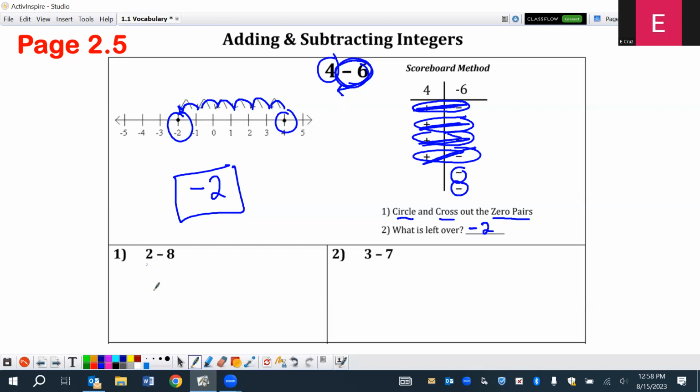Number 1, I have 2 minus 8. So I'm going to draw my little T-chart. 2, and then it's a -8. That's the sign before it, -8. So it's 2 positive signs, and then 8 negative signs. 1, 2, 3, 4, 5, 6, 7, 8. Again, 0 pairs cancel, so that cancels. This cancels, and I'm left with 1, 2, 3, 4, 5, 6 negatives. So my answer is -6.